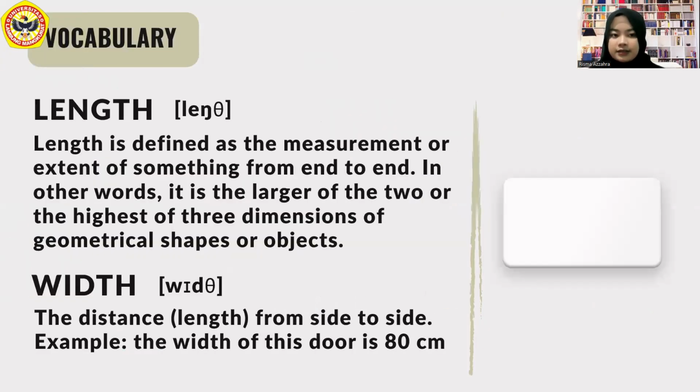Length. Length in bahasa is panjang. Length is defined as the measurement or extent of something from end to end. In other words, it is the larger of the two, or the highest of three dimensions of geometrical shapes or objects. Width. Width in bahasa is lebar, the distance or length from side to side. Example, the width of this door is 80 centimeters.